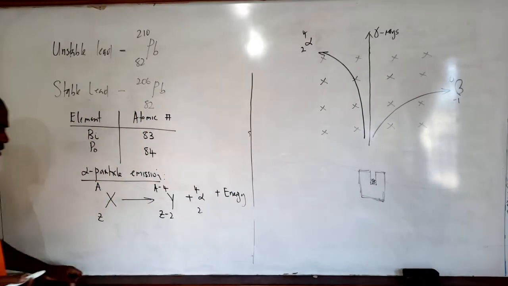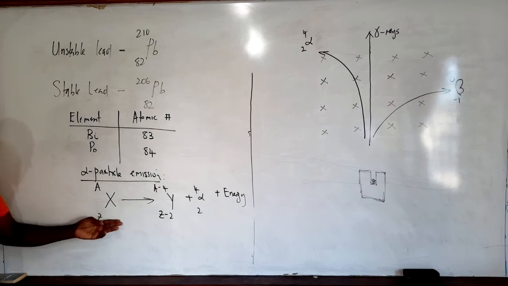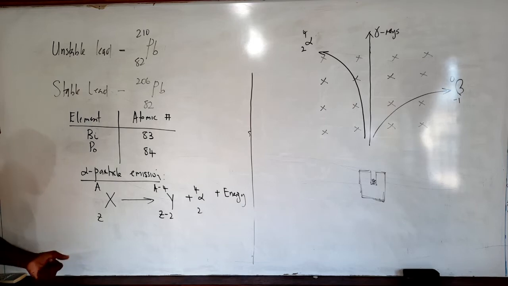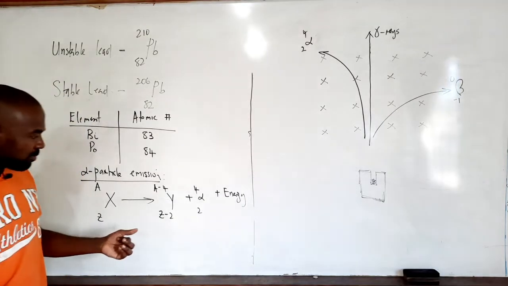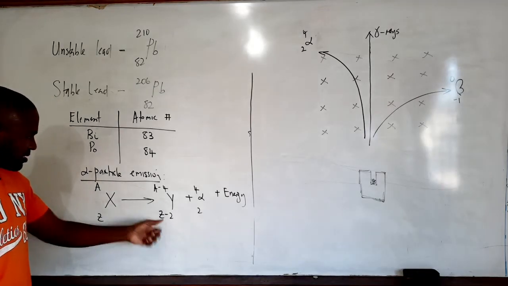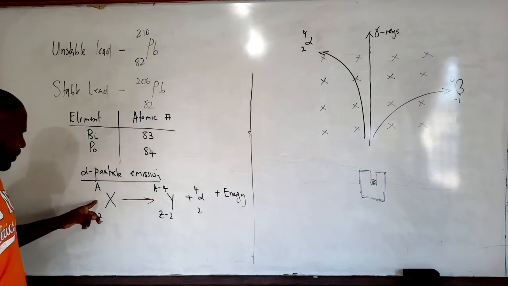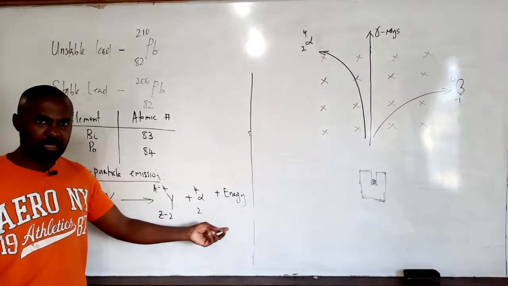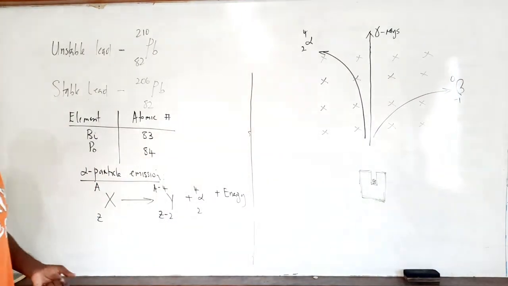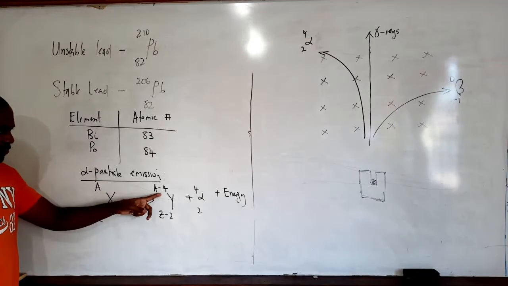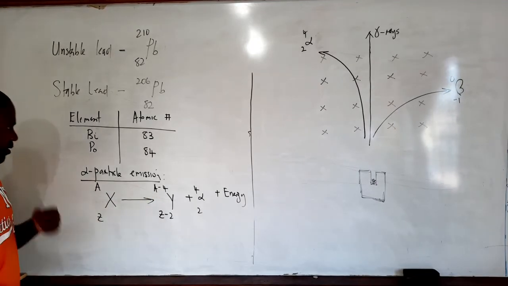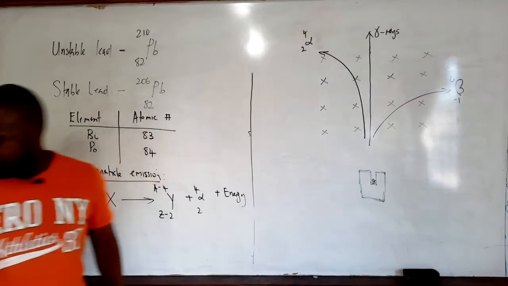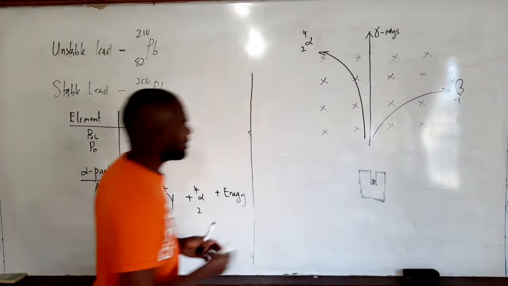So what this means is that an unstable parent nuclide or parent atom will decay into a more stable daughter with a proton number 2 less and a mass number 4 less than the parent, and emit an alpha particle in the process. So during alpha particle emission, the mass number decreases by 4 and the proton number decreases by 2. Now let's look at beta particle emission, because this will be important as well.